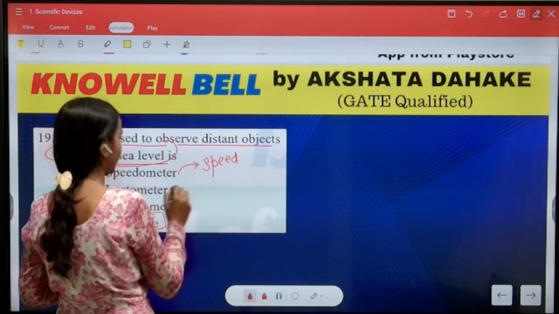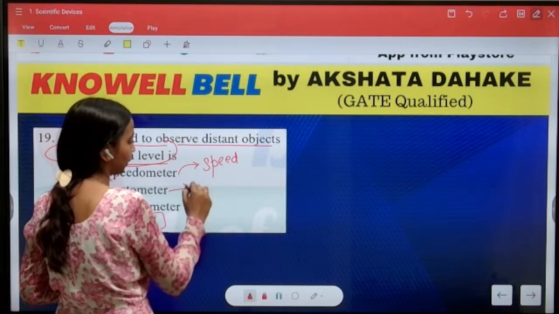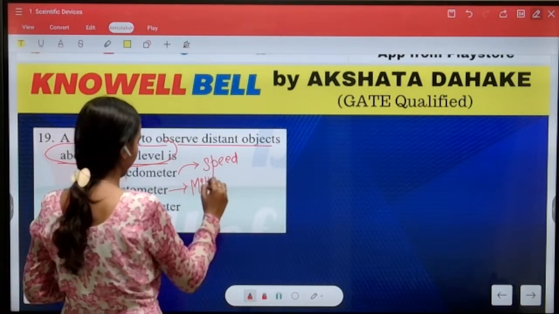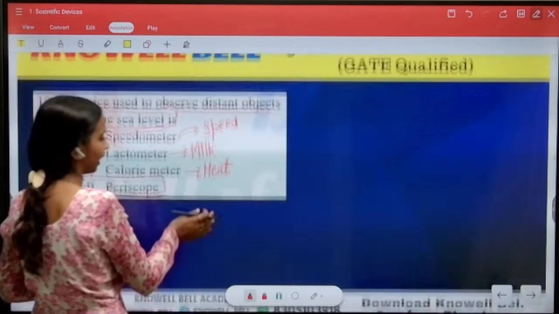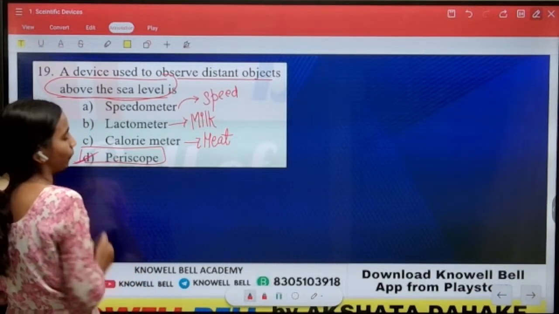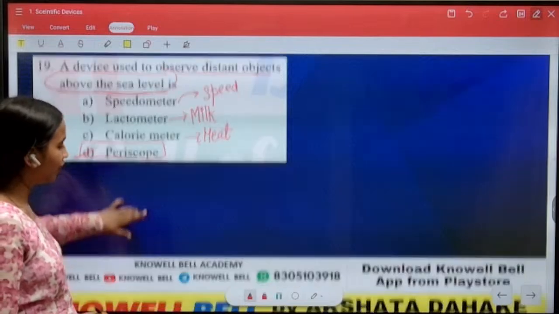We use periscope in order to observe the objects above sea level. Speedometer is used for speed. Lactometer is used for what purpose? Lactometer is used for milk. Calorimeter is used for heat. Okay, periscope. Periscope is used to see the objects above sea level.